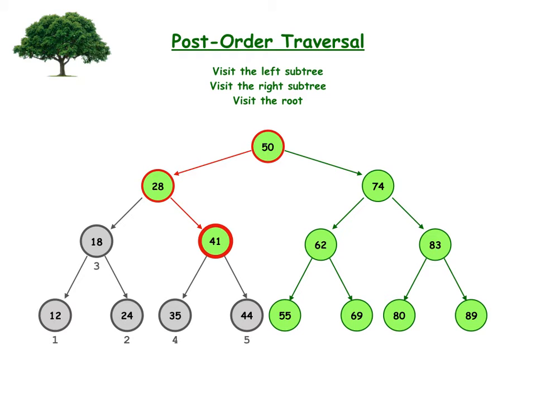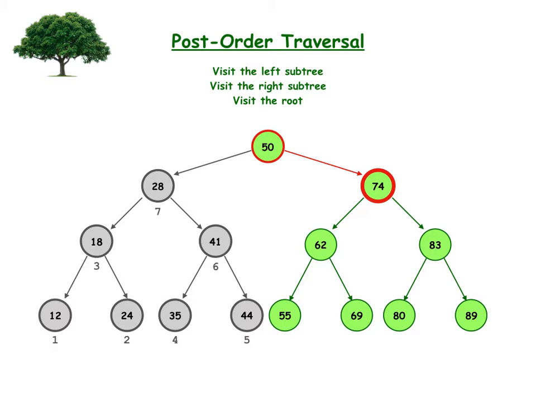Now we're at 41. The left has been visited. The right has been visited. So now we can visit 41. Done with that. We're back at 28. The left has been visited. The right has been visited. So now we can visit 28. So now that we're done with 28, now we can come back up to 50. But we cannot visit 50 yet. We must visit 50's right subtree first.